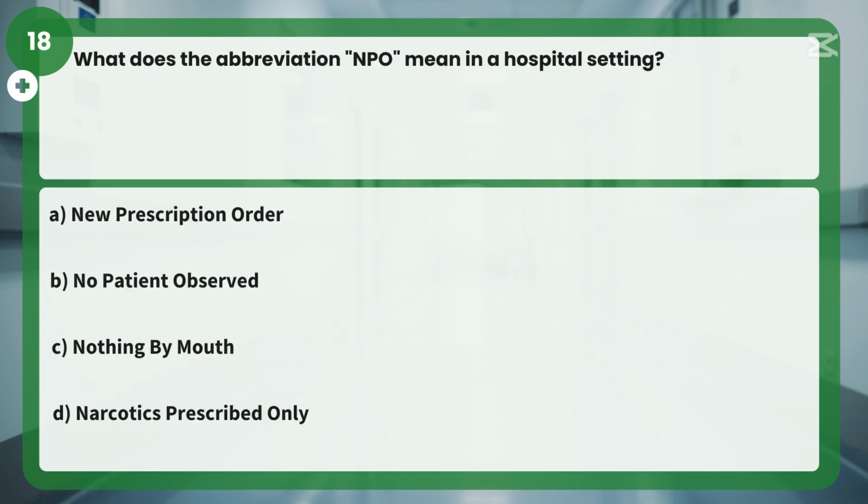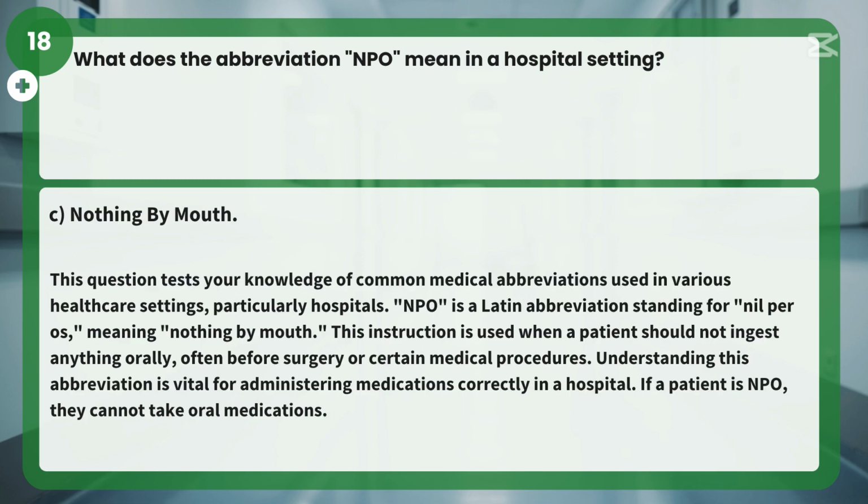Question 18. What does the abbreviation NPO mean in a hospital setting? A. New prescription order. B. No patient observed. C. Nothing by mouth. D. Narcotics prescribed only. Answer: C. Nothing by mouth.